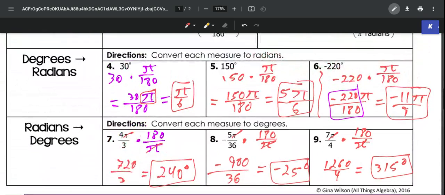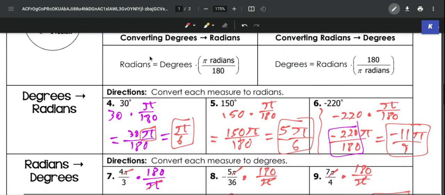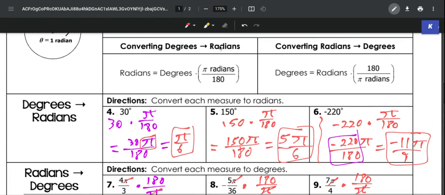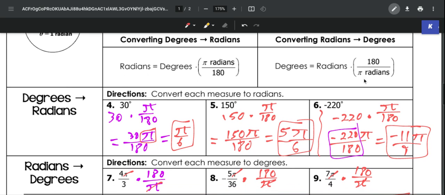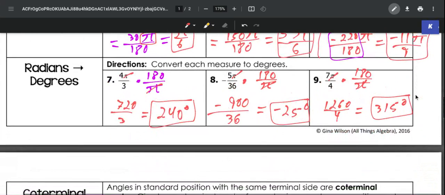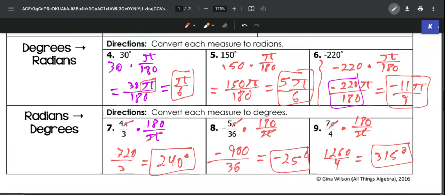So going from degrees to radians, you're going to say degrees times pi over 180. And then you're just going to pretty much simplify and reduce. Then going from radians to degrees, you're going to say radians times 180 over pi. Pi is going to end up canceling out, and then the rest is just simplifying.